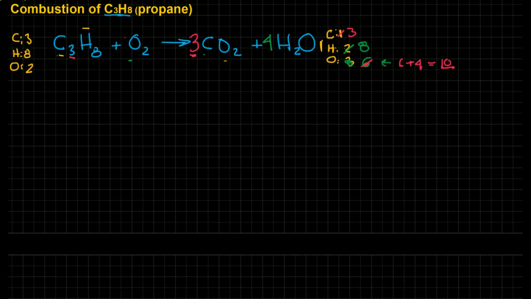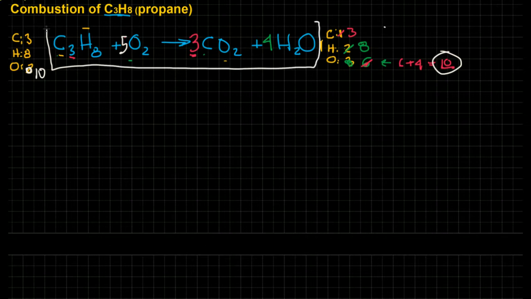Because I can just now say, let's make that 5 O2s, and that'll give me 10. Okay. So now I've got 3, 8, 10, 3, 8, 10 over here, right? And I've got a balanced equation from which I will be able to work. Okay. That's my first step.